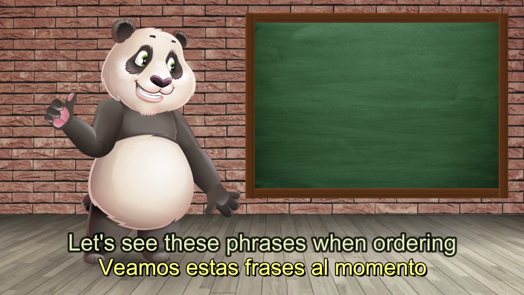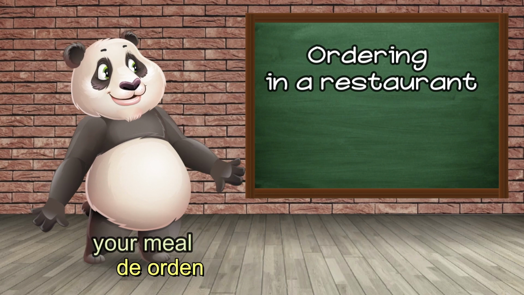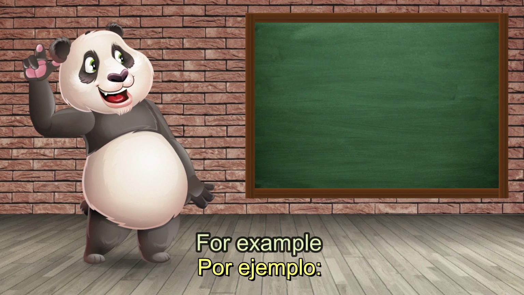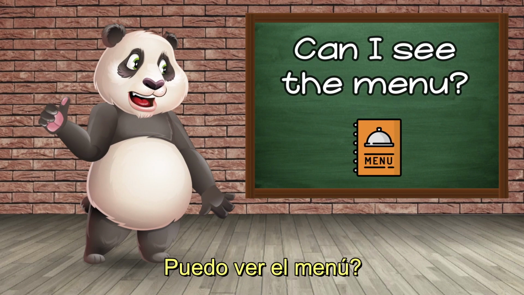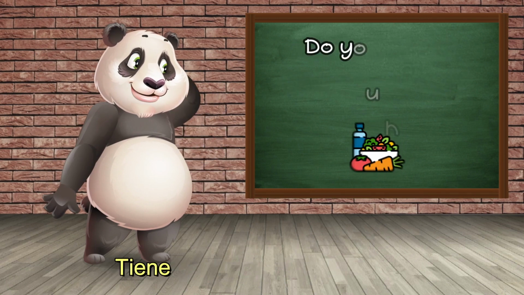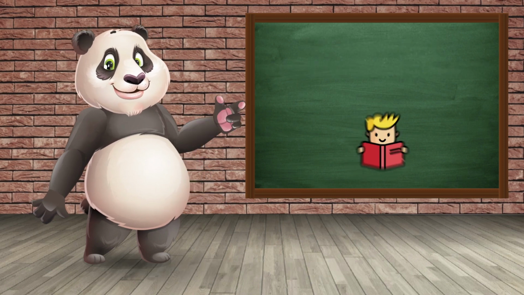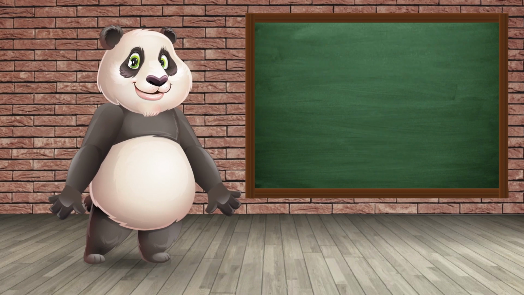Let's see these phrases when ordering your meal or drink in a restaurant. For example, can I see the menu? Do you have vegetarian options? We are ready to order.